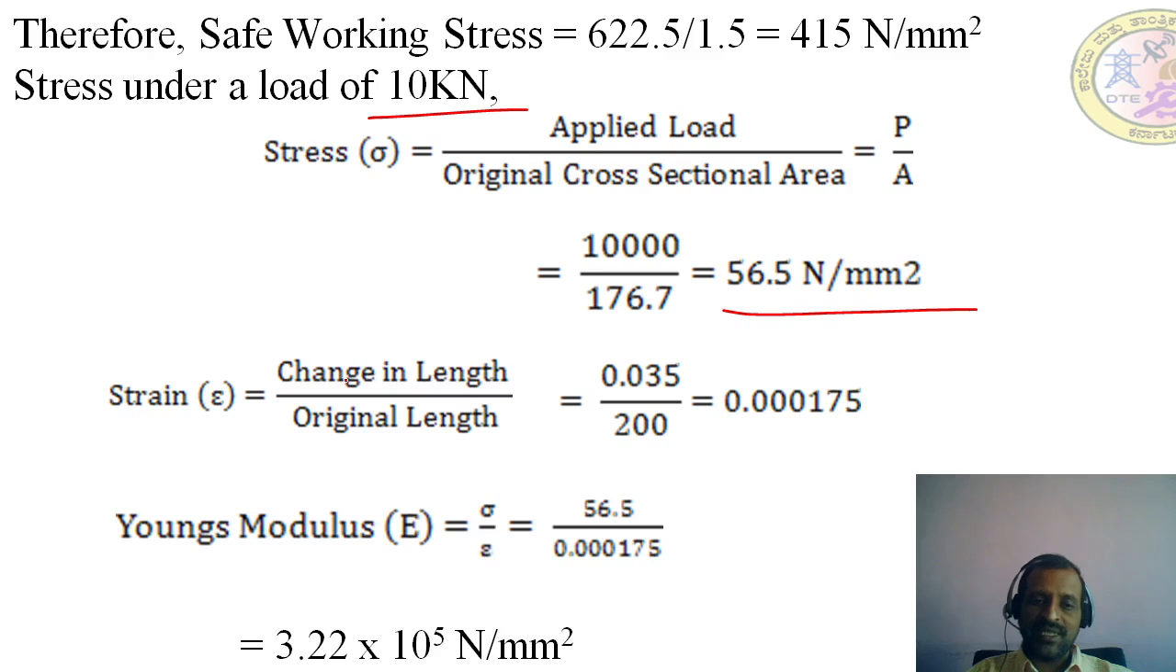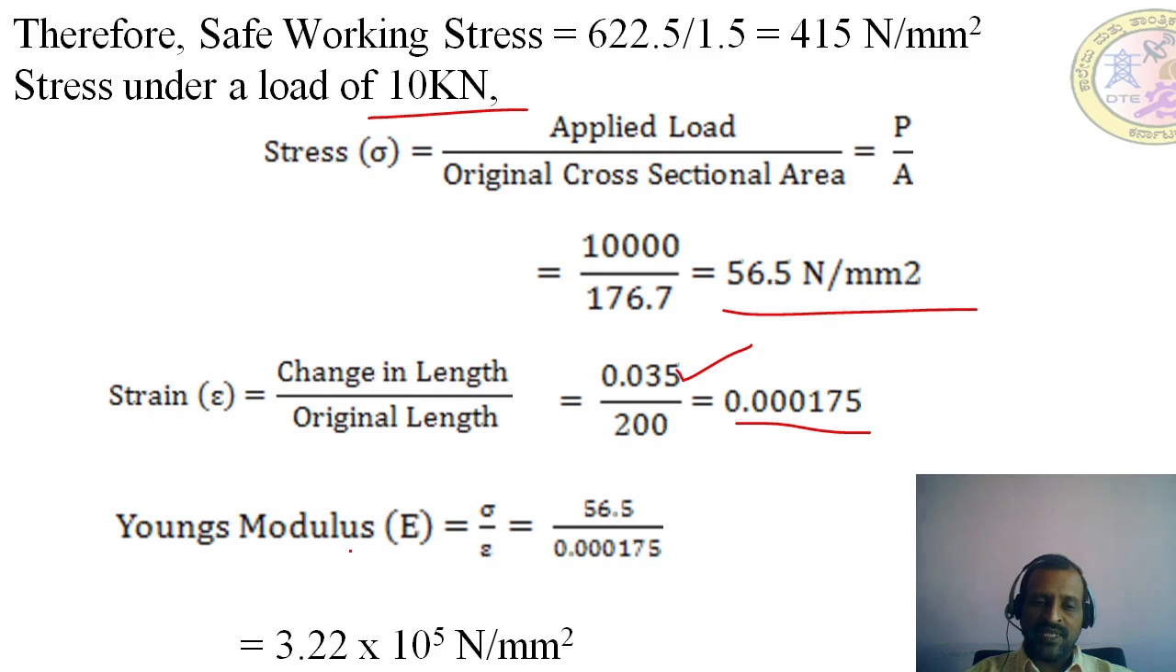Then what is the strain? Change in length by original length. The change in length is also given in the problem, that is 0.035, divided by the original length 200. So that will be 0.000175. This is the strain. There is no unit for the strain.